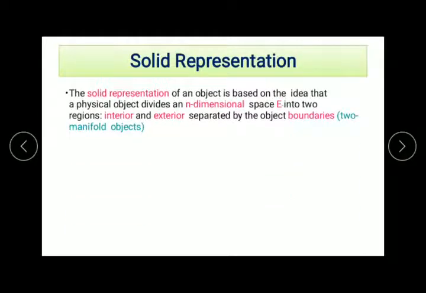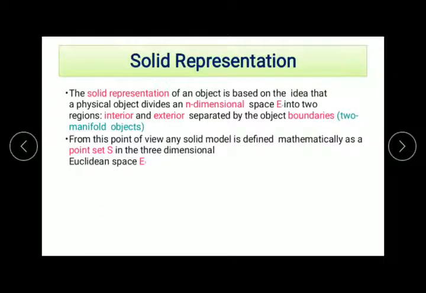Basically, the solid representation of an object is the idea that if we consider an n-dimensional space, then any solid can be divided into two portions, that is, the interior and the exterior of the object, and the two are separated by the boundary.